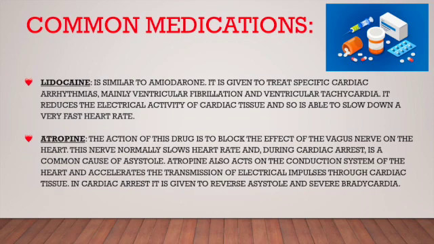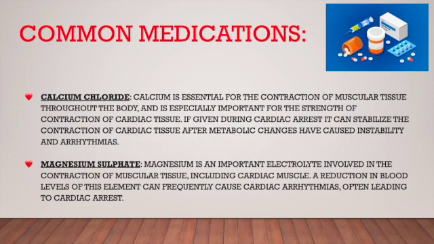Continuing on with some common medications, we have a medication called lidocaine, and this is used to slow down a very fast heart rate. We also have a medication called atropine, and this blocks the effect of the vagus nerve, and it also speeds up your heart rate during cardiac arrest. The last two common medications include calcium chloride and magnesium sulfate.